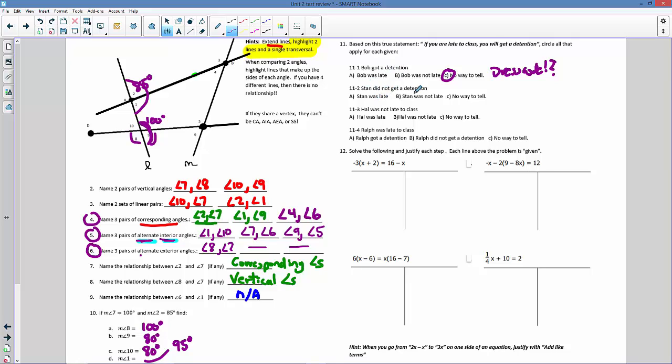Stan did not get a detention. Okay, so I know he wasn't late. Stan was not late, because had he been late, he definitely would have got a detention, and he didn't get a detention, so that's good.